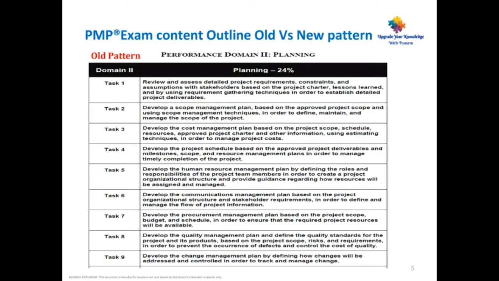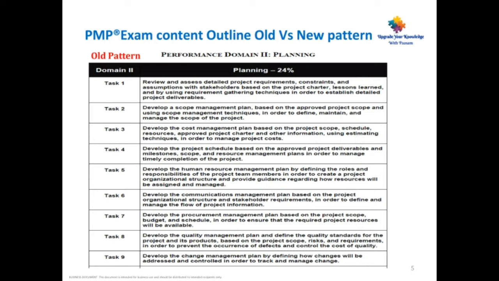It's requirements gathering. If you have followed Rita's process chart, it is the same as given in the outline also. Task 2 is the scope management plan, task 3 is the cost management plan, which is created based on the project scope, schedule, resources and approved project charter, and task 4 is to develop the project schedule, that is the schedule management plan.